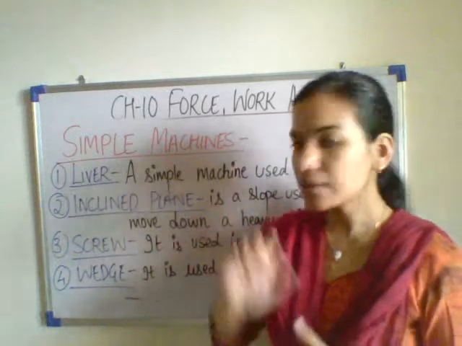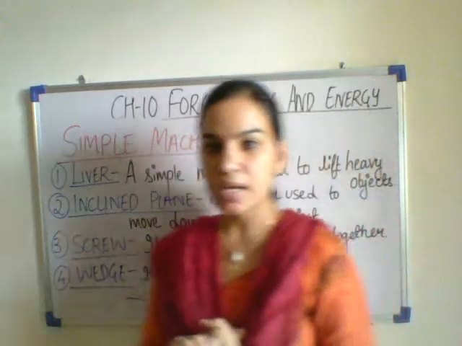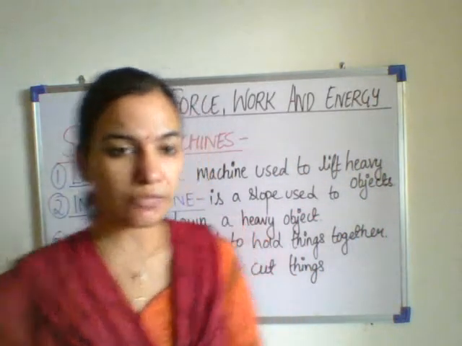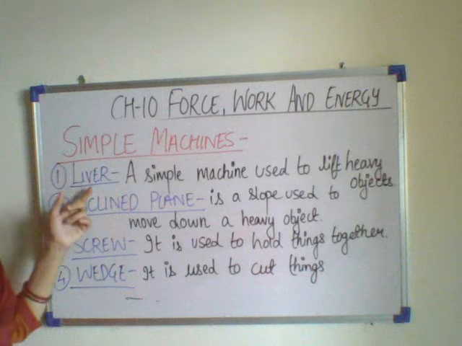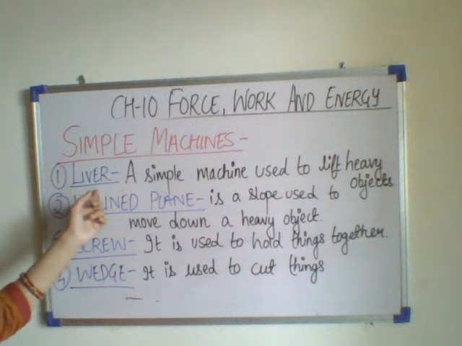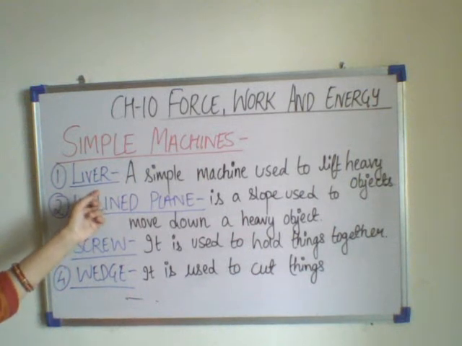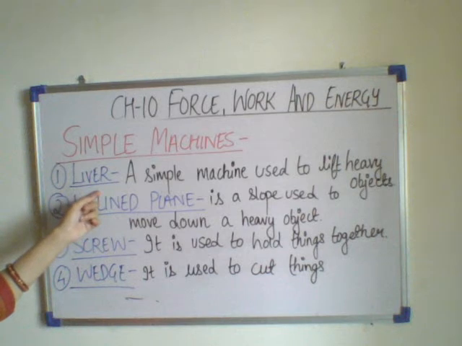What is a lever? It is a simple machine. It is used to lift heavy objects. The heavy objects are lifted with the help of the lever. It is used to open the lid of a tin or cut things.